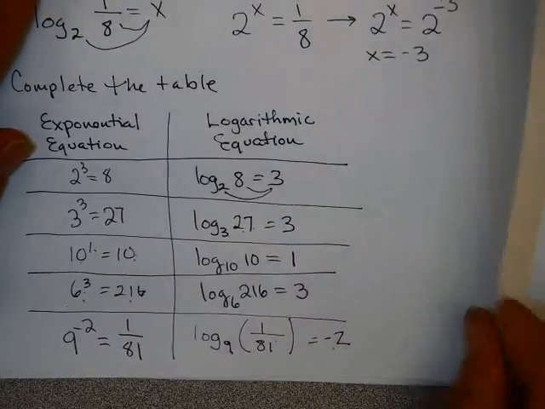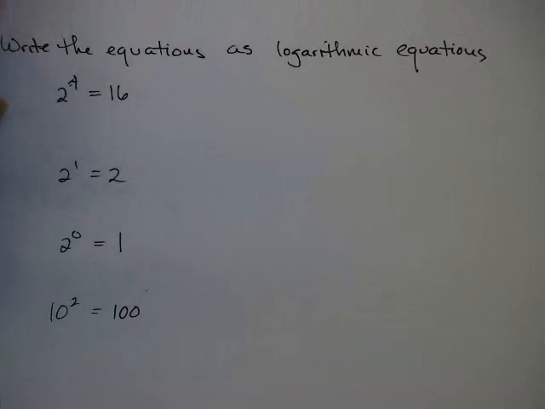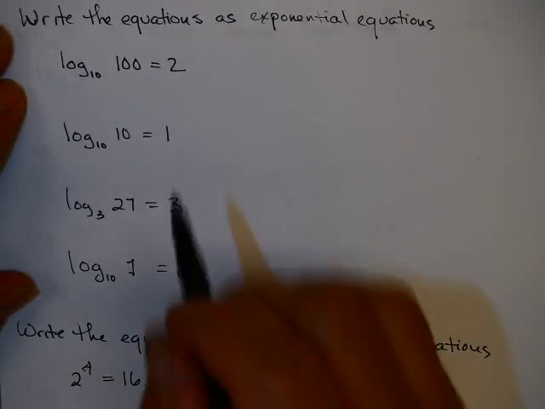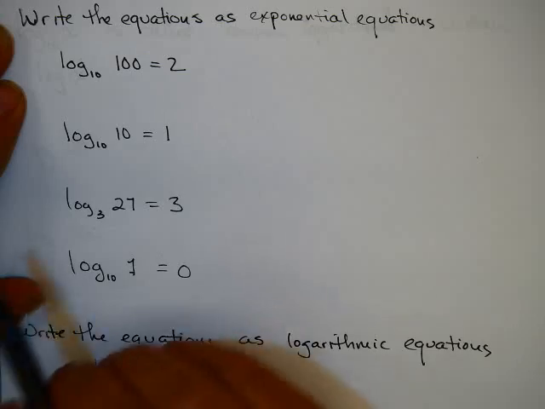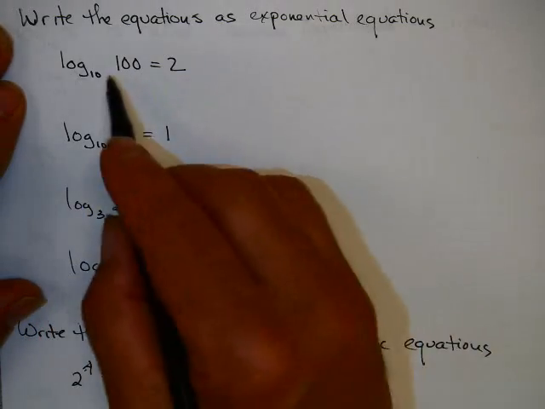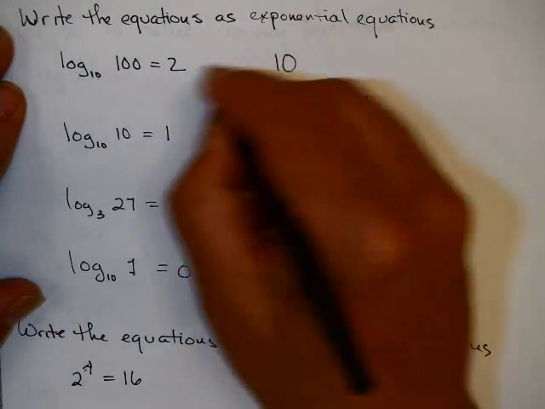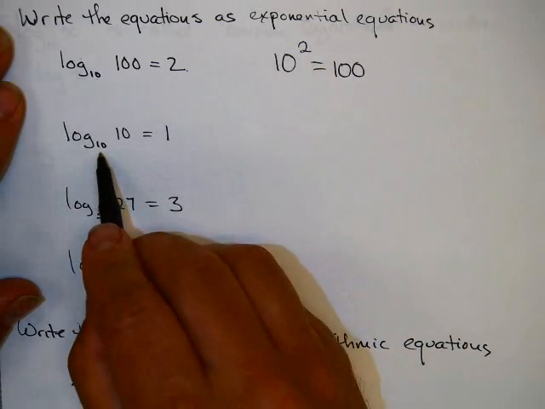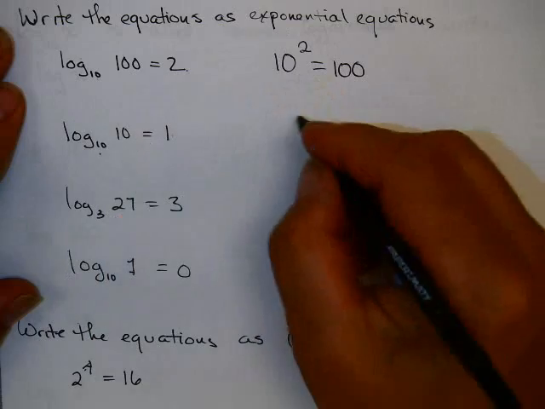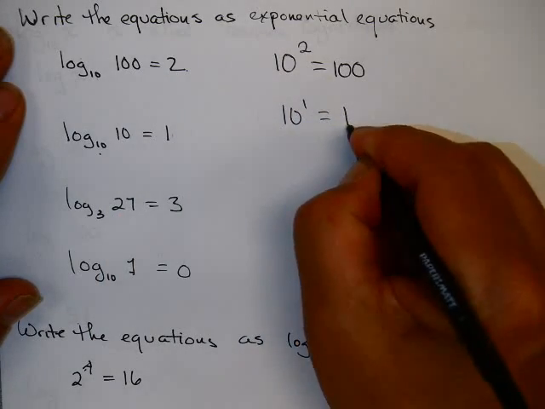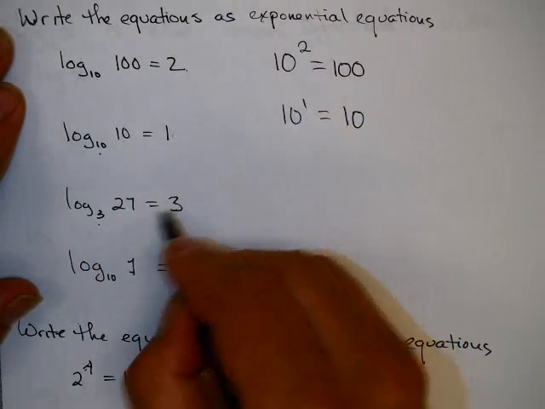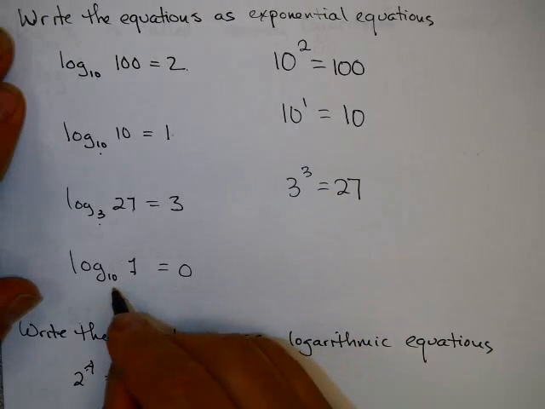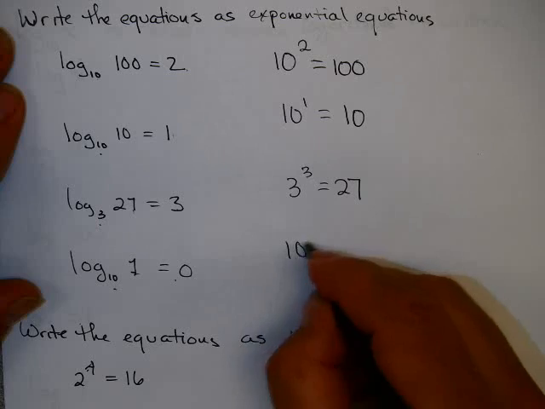There are numerous problems like this on WebAssign. Let's see if we can just do some of these. I'm going to write these logarithmic equations as exponentials. So again, this is my base, this is my exponent, and this is my answer. This one, 10 to the first, equals 10. This one, 3 to the third, equals 27. And this one, 10 to the 0, equals 1.